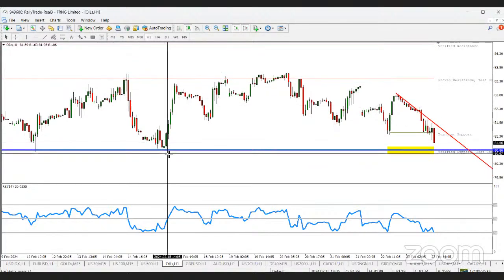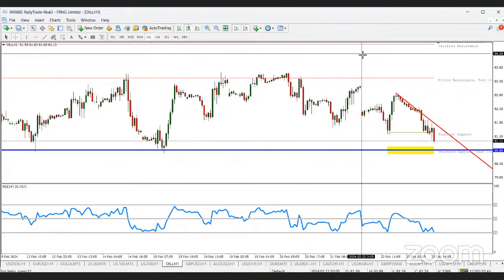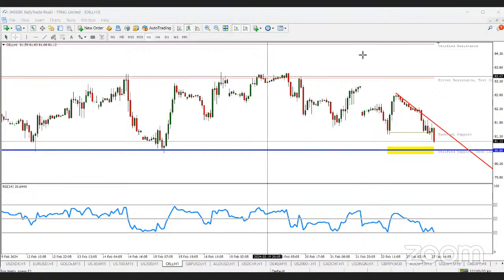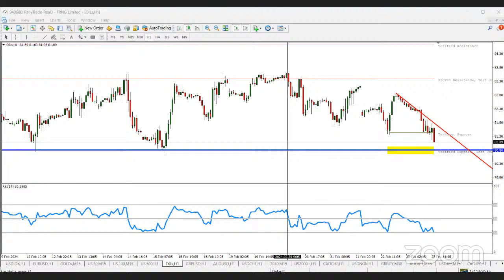So on oil, I should be looking out for a buy. Anything that makes oil sell to 80.70, I should be looking out for a buy from that place. From 80.70, I should be looking out for a buy on oil. Okay.